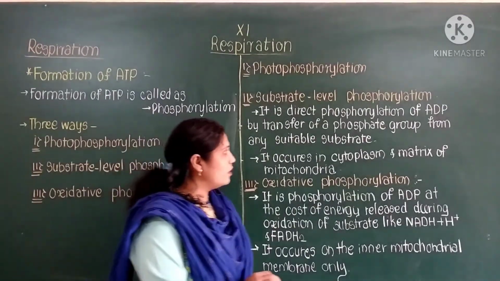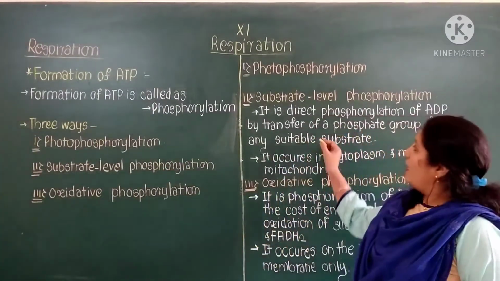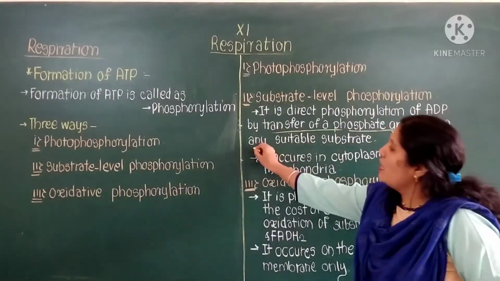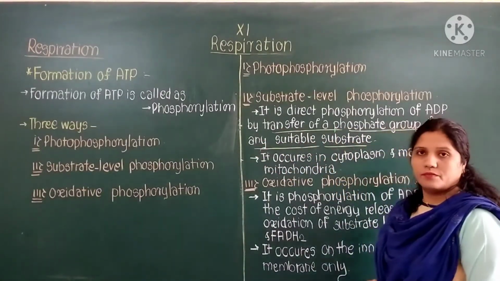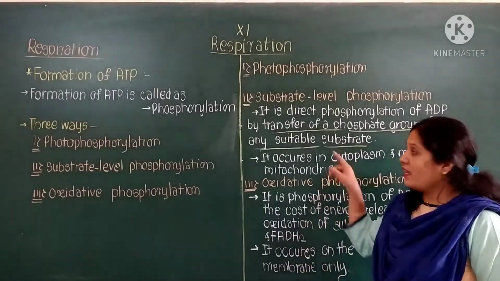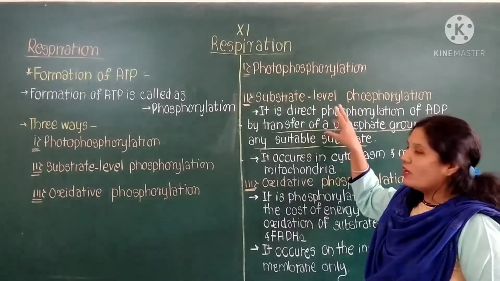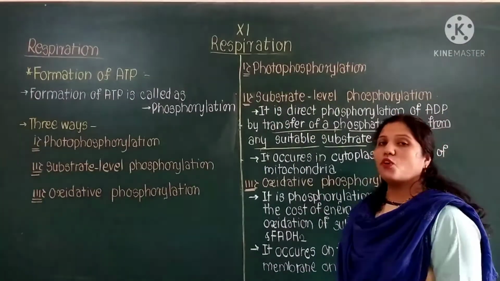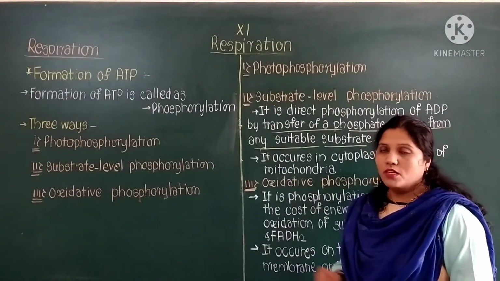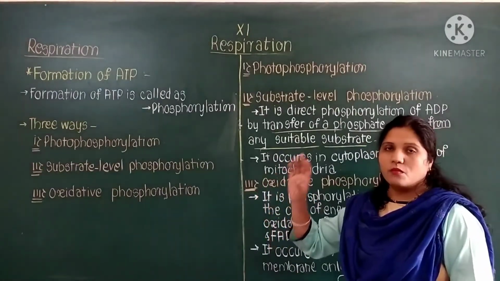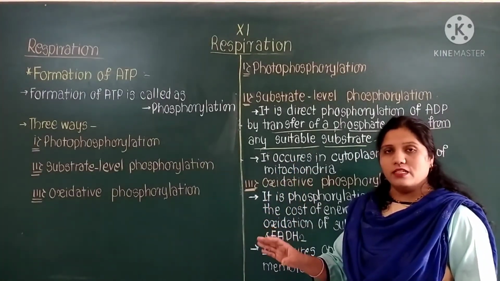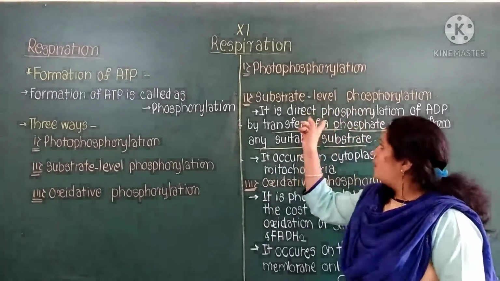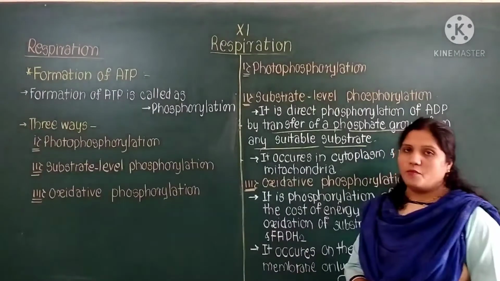Here, directly by transfer of a phosphate group from any suitable substrate, the phosphate group is transferred to this ADP, and then there is a formation of ATP. Suppose from glucose, that means from carbohydrate, that phosphate group is directly removed and transferred, and there is a formation of ATP.